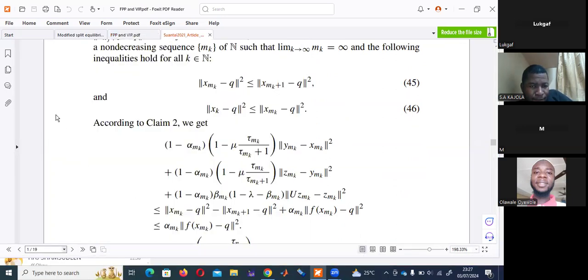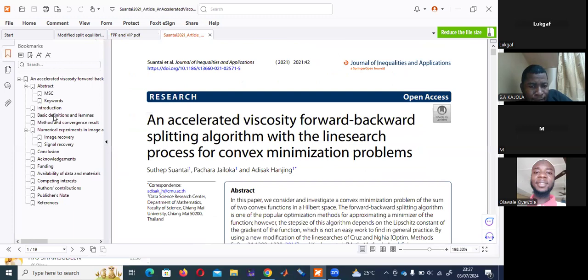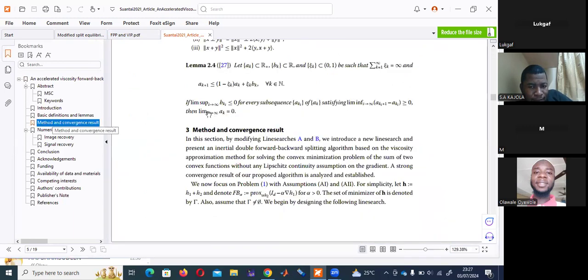The moment you see this lemma, this is what I call the Sejun lemma. The moment you see this lemma in any paper, look, case 1, case 2. Automatically, this guy is greater than or equal to 0, then this.